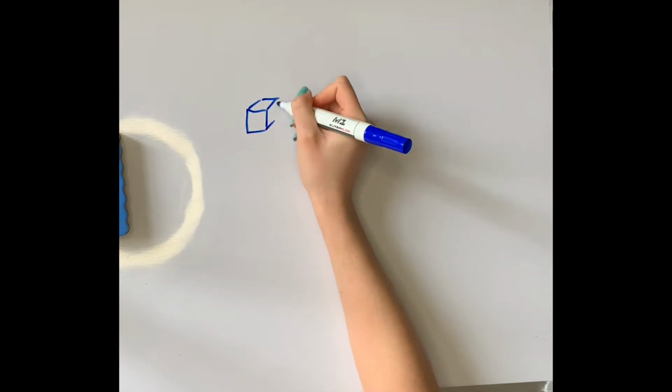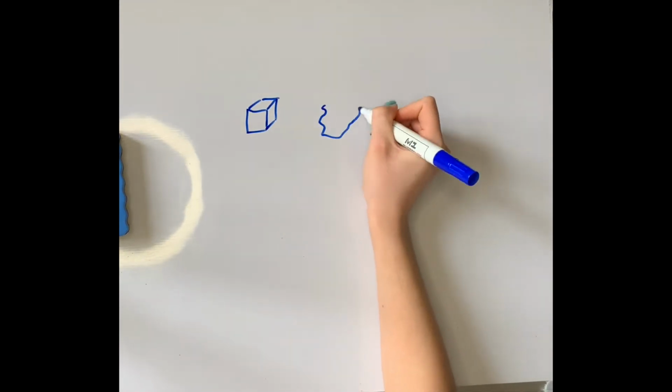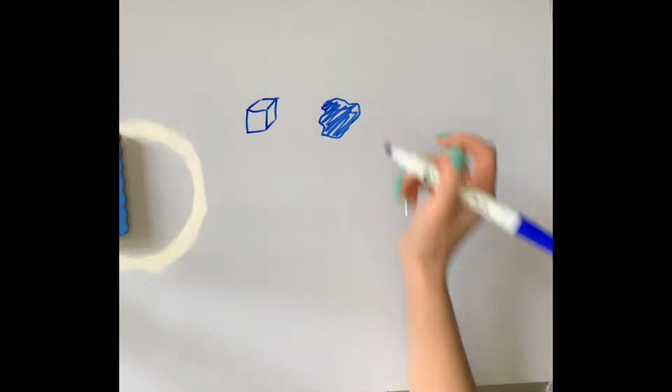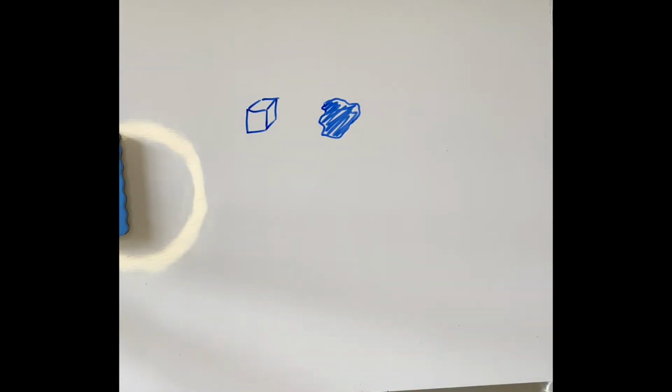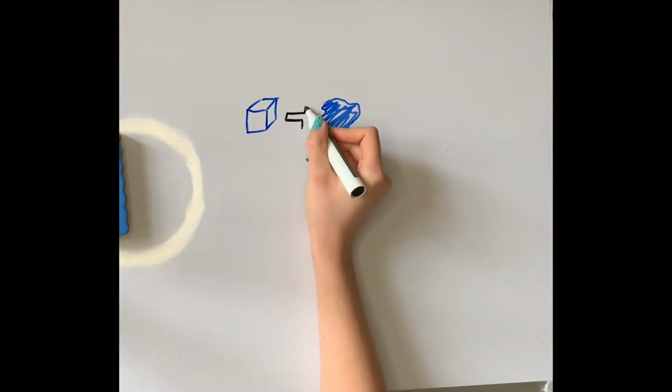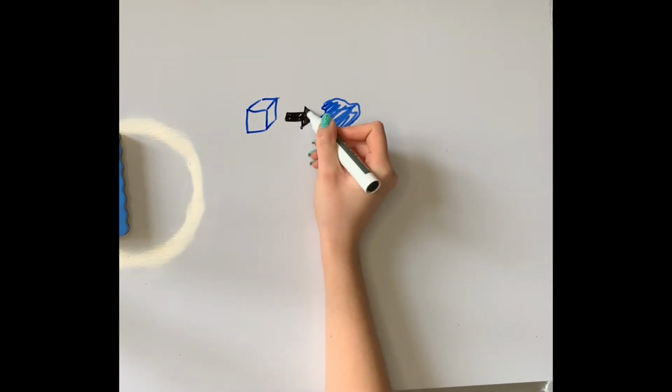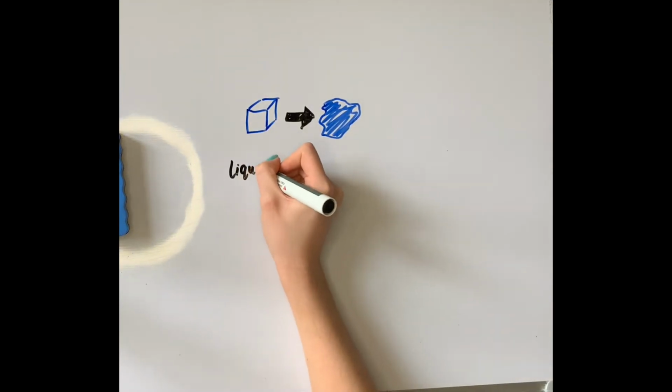So an example where we have a change of state could be when ice, a solid, melts into water, a liquid. So here we have a solid going to a liquid, and that is a change of state.